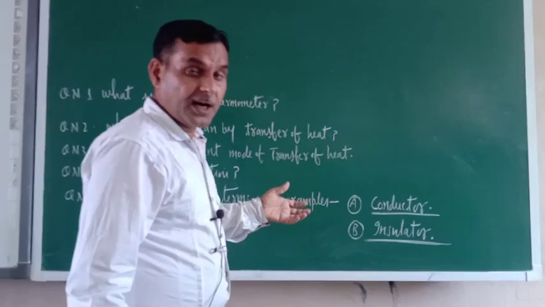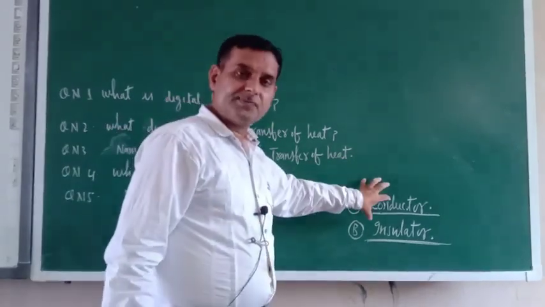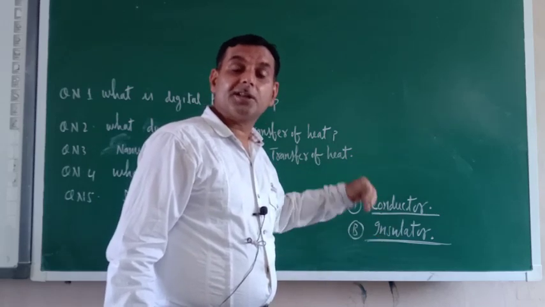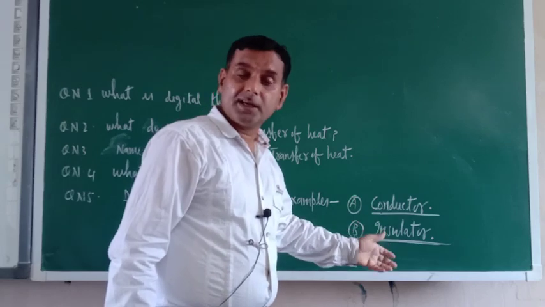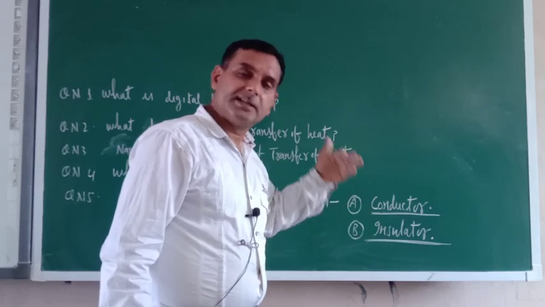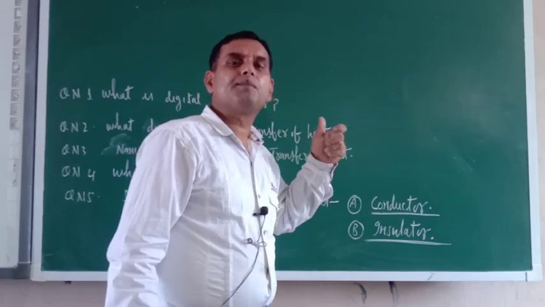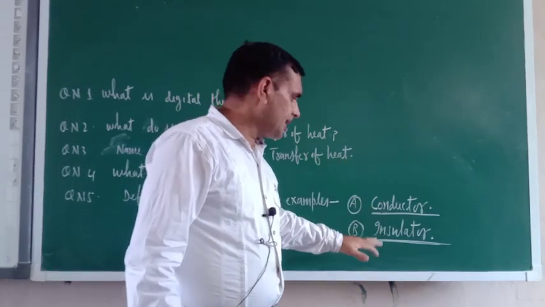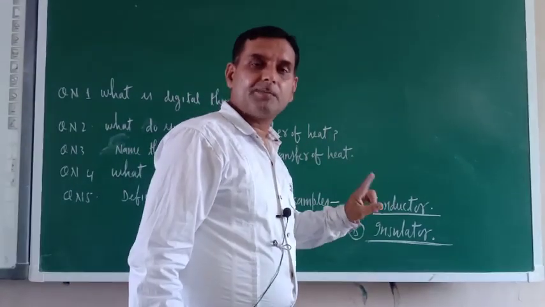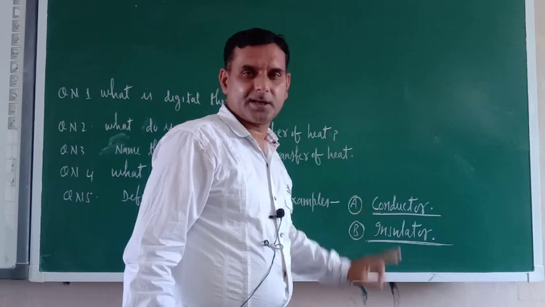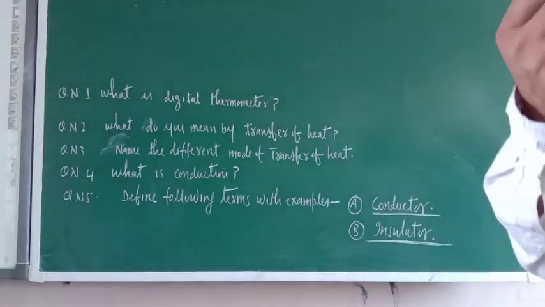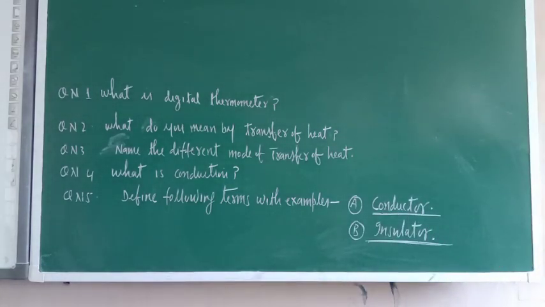There are some materials which are in between conductor and insulator. Like conductors, they will allow. Insulators, they will not allow. In between them, what are they? They allow but very poorly, okay. Like air and water, they allow the passage of heat but very poorly. That is why they should be kept in between conductor and insulator. But remember, air and water cannot be called conductor, cannot be called insulator, okay. They will have a different mode of transfer of heat, which I will teach you subsequently, in upcoming days.